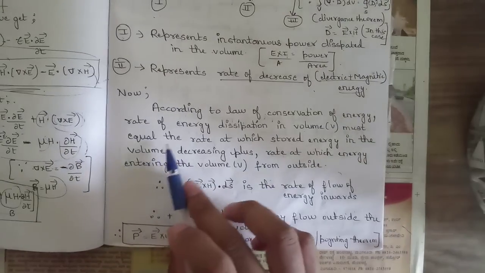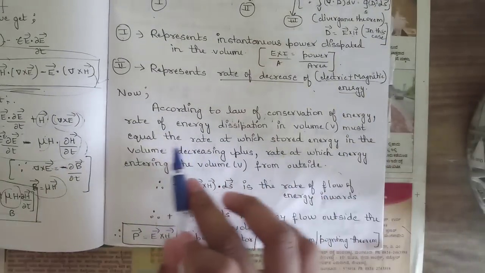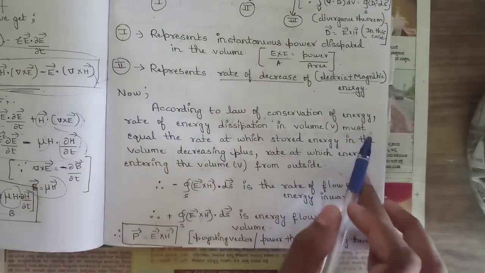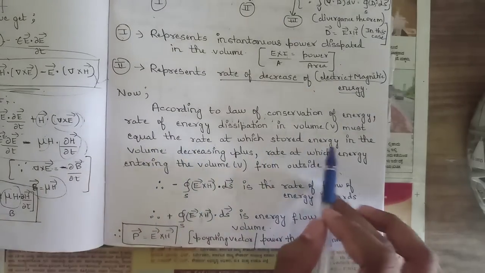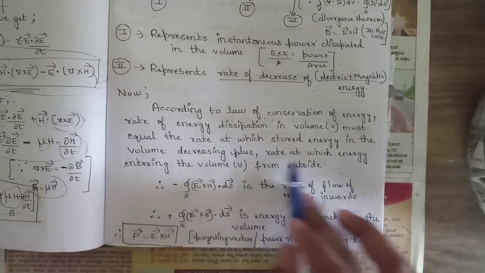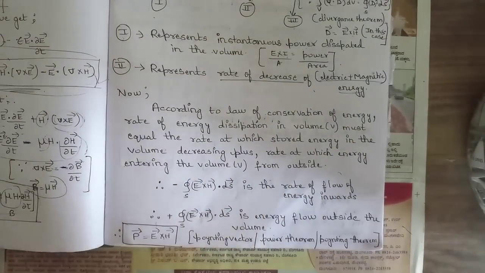Now according to the law of conservation of energy, we know that the rate of energy dissipation in volume V must be equal to the rate at which stored energy in the volume is decreasing plus the rate at which energy is entering the volume from outside.